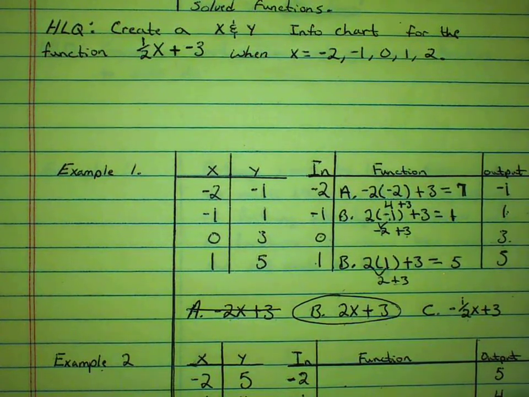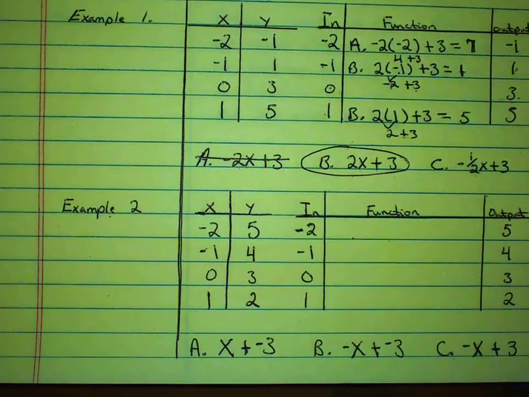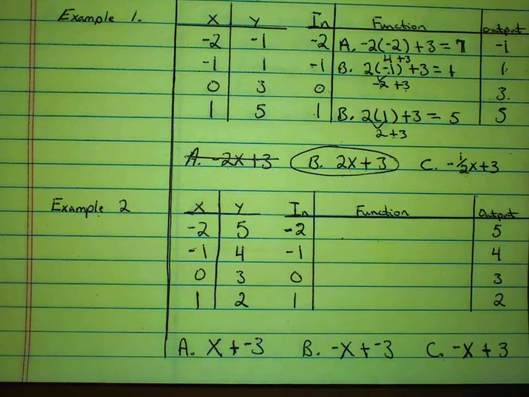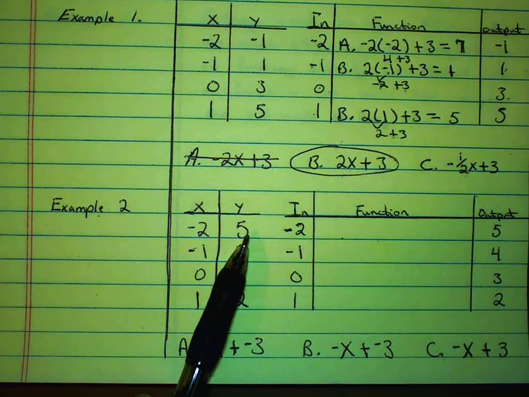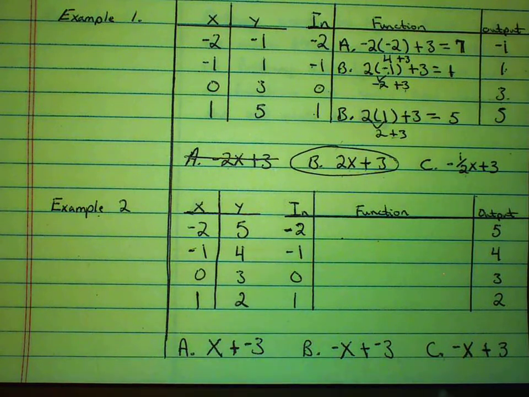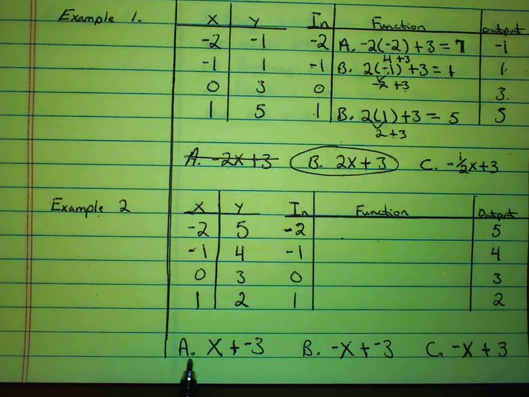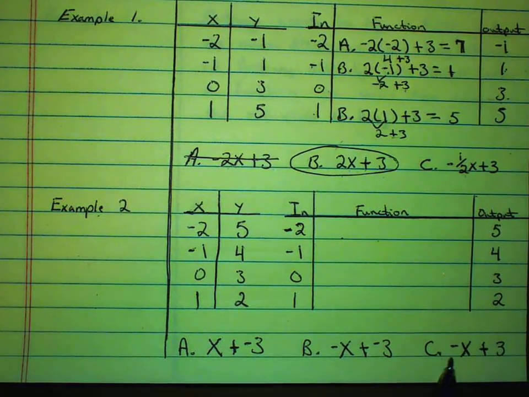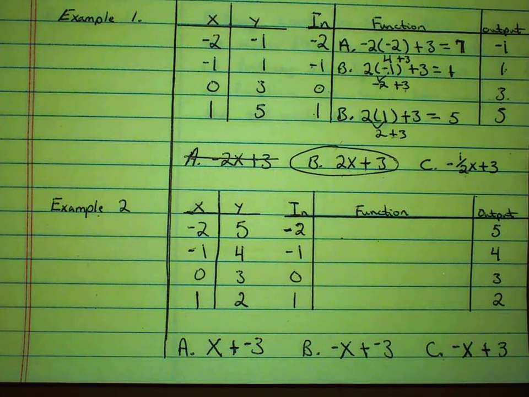Alright, let's go down to example 2 real quick. Example 2, you get your X and Y table again, -2, -1, 0, 1, with the outputs of 5, 4, 3, and 2. Went ahead and plugged those into this input and this output. Haven't done anything with the function. Answer choices are down here. We're going to do the same thing. We're going to put those answer choices into our function and work them out.